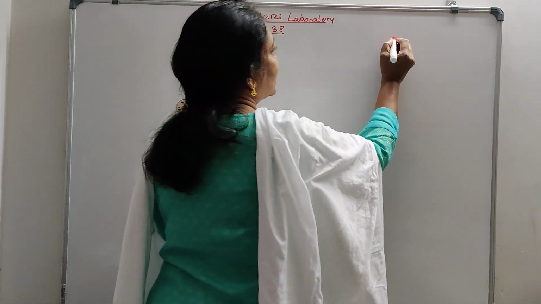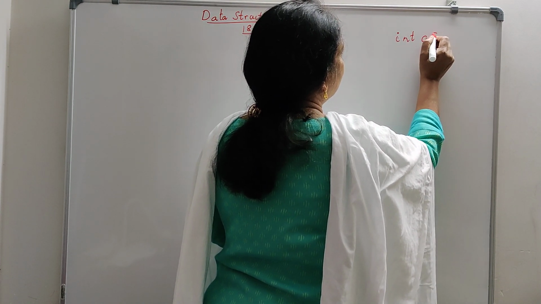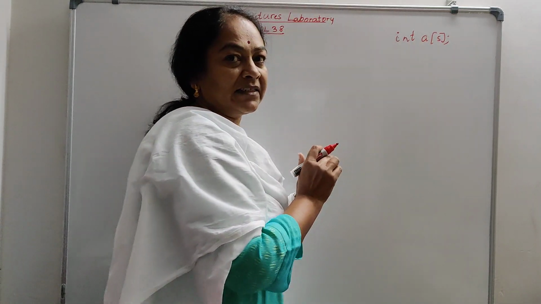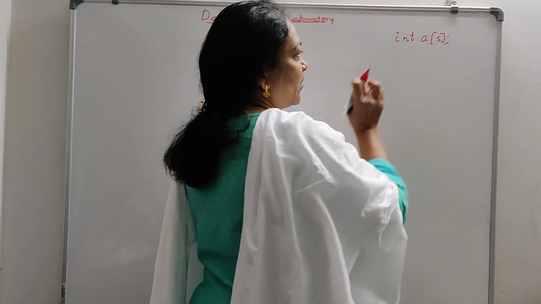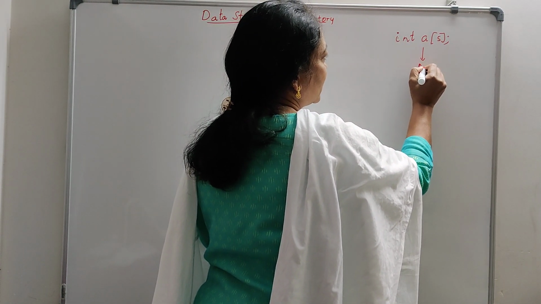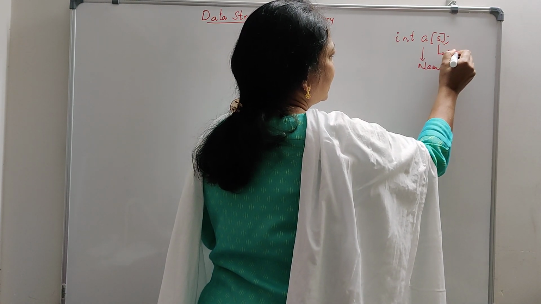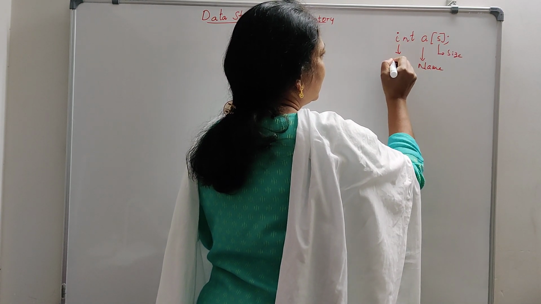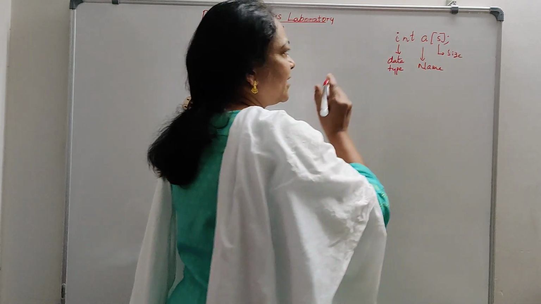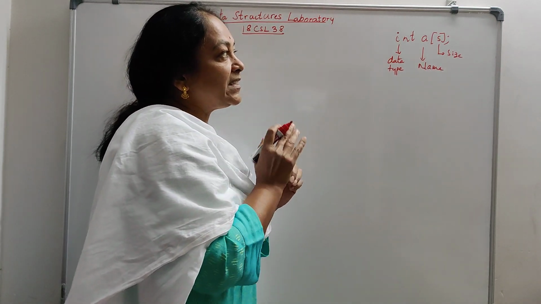Okay, so as an example, let us take an array A that consists of 5 elements. Here A is the name of the array, 5 is the size. Let me write it here. So this is the name of the array, this is the size of the array, and this is the data type. As I told you, the array is a set of homogeneous elements. That means all the elements are of the same type.